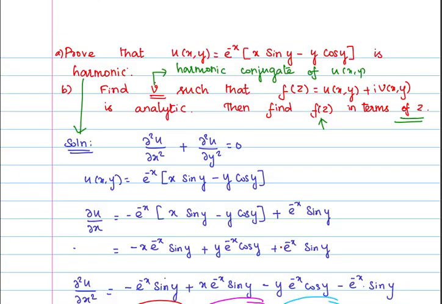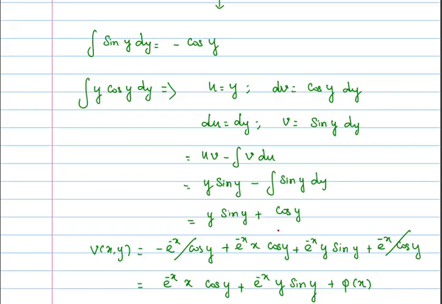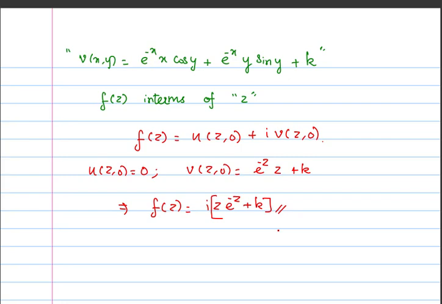I hope you can understand how to prove that the given function is harmonic and how to find the harmonic conjugate of the given function. And finally, if you know the real part u of x, y and the imaginary part v of x, y, using this formula, how to find f of z in terms of z. Thank you for watching this video.